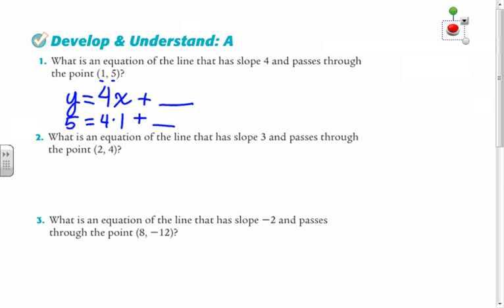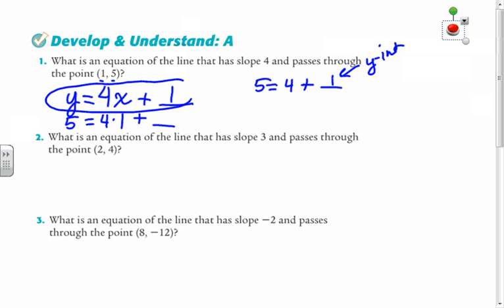Well, 4 times 1 is 4. I'll rewrite it up here. So 5 equals 4 plus something. And so I can just subtract 4 from 5. You could probably figure out that that has to be 1, right? Well, that thing added on is the y-intercept. So the y-intercept is 1. So that means my equation is y equals 4x plus 1. All right?